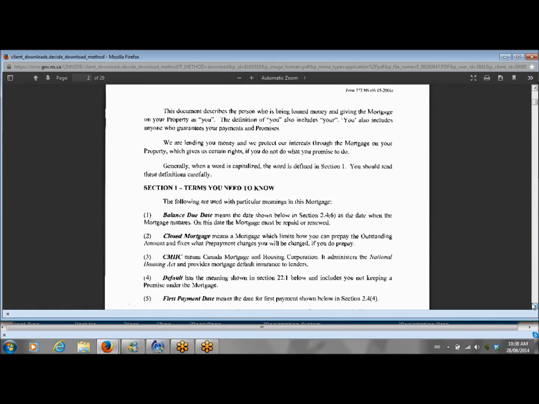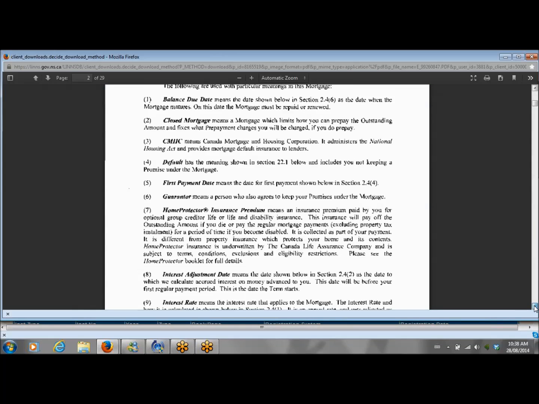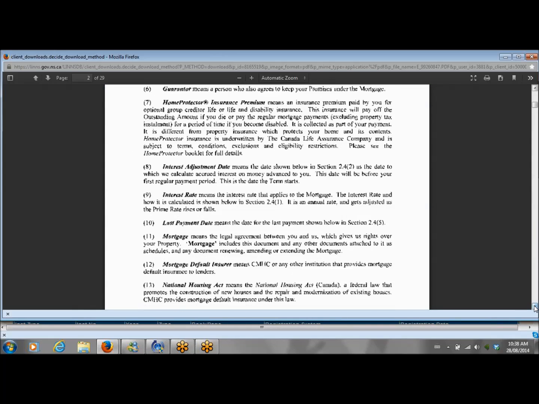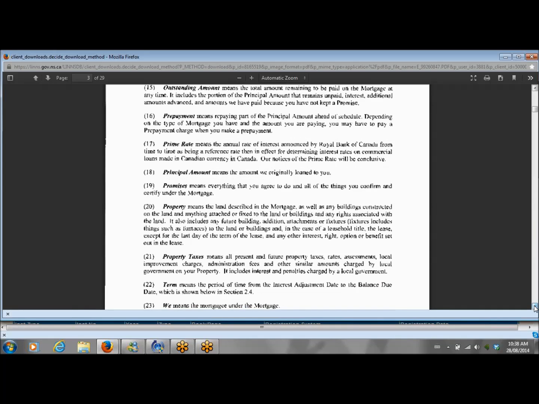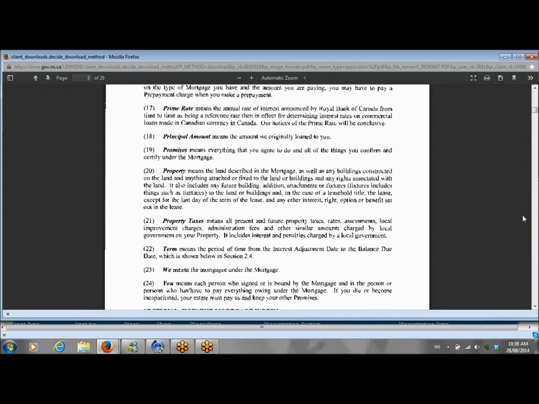Most mortgages that are registered on title are between 25 and 50 pages long. To be perfectly honest, it's really only in the first 4 pages that you're going to need anything, and that's where the amount is, the interest rate, the term, etc. Okay, so here, prepayment, oh gosh, just a second here.